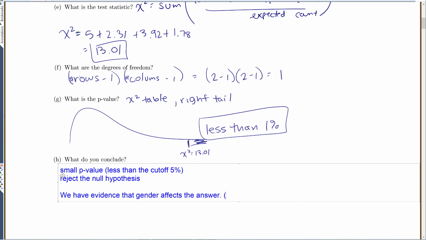So you could say affect, you could say associated, you could say dependent, you could say not independent. Any of those are all ways to say they're affecting each other. So dependent means they affect each other. Independent means they don't, so not independent means they affect each other. Associated means they're affecting each other somehow. So any of those words would work for your answer here.